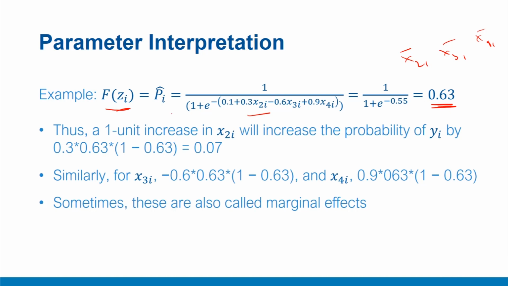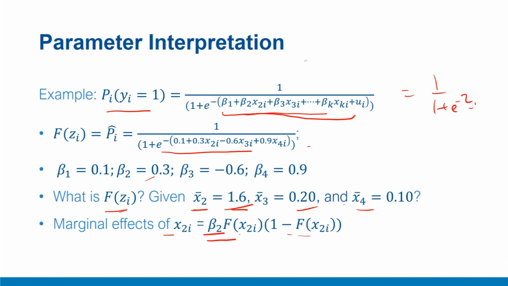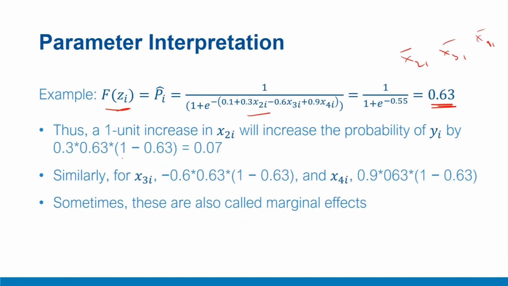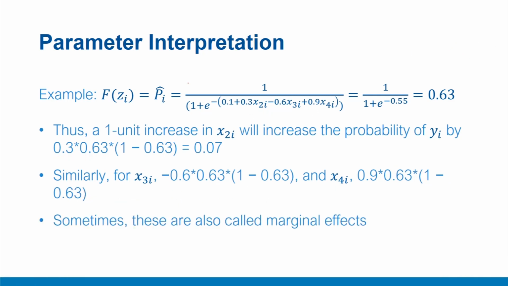Now that we have the mean values, we can simply compute this expression, beta 2 times f of x2i into 1 minus f of x2i, which works out to beta 2, which is 0.3, into f of x2i. This essentially works out to the same as f of zi, which is 0.63, into 1 minus 0.63. So this number. Similarly for x3i, we will multiply it with beta 3. Other values will remain the same, 0.63 into 1 minus 0.63. For x4i, it will be 0.9 into 0.63 into 1 minus 0.63. These are what we are calling dpi upon dx2i or dpi upon dx3i.